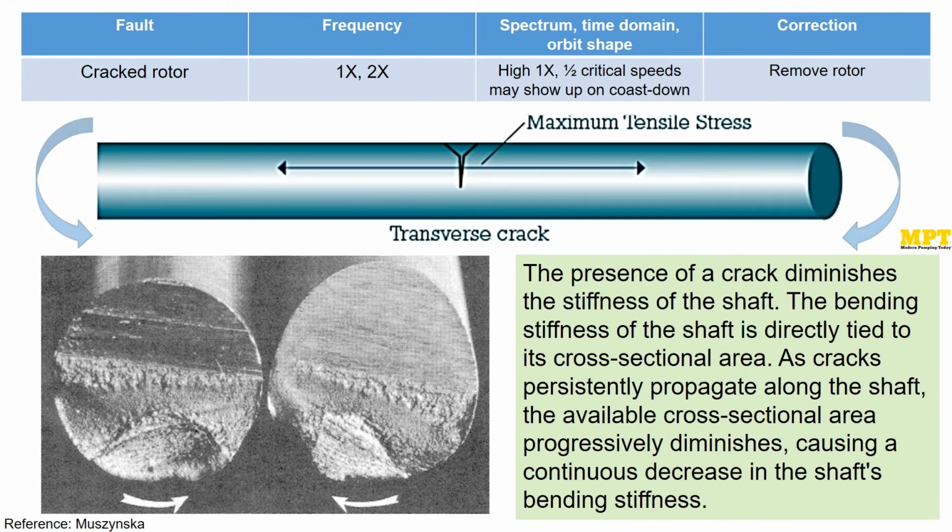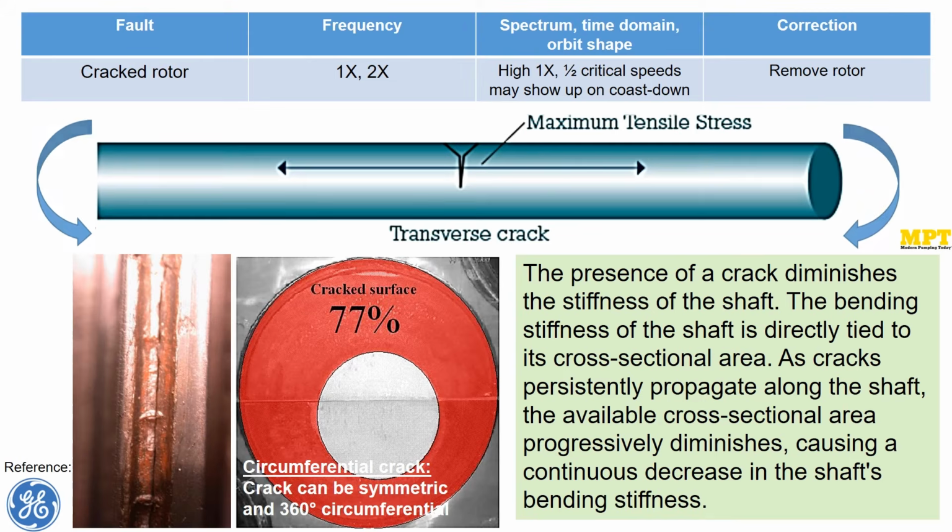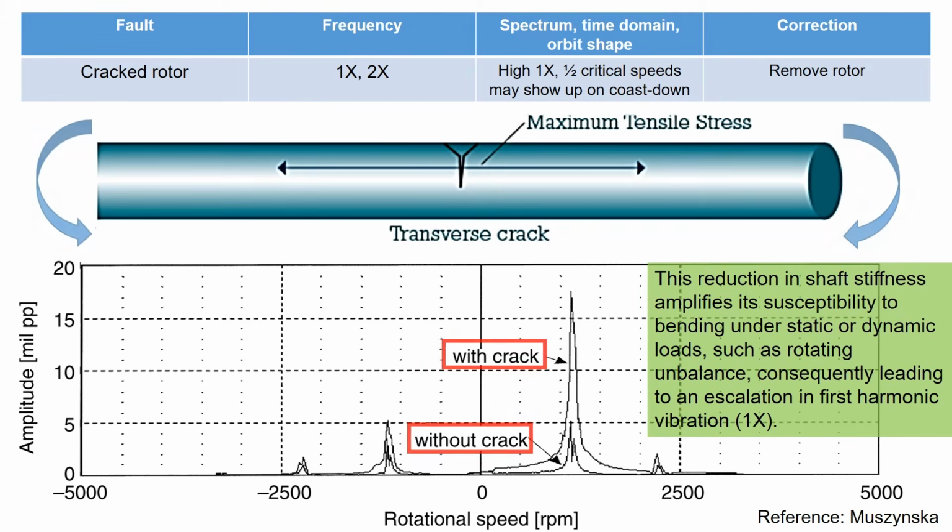As you could imagine, the presence of a crack diminishes the stiffness of the shaft. The bending stiffness of the shaft is directly tied to the cross-section area. As cracks propagate along the shaft, the available cross-sectional area progressively diminishes. This causes a continuous decrease in shaft bending stiffness. This reduction in shaft stiffness amplifies its susceptibility to bending under static or dynamic load.